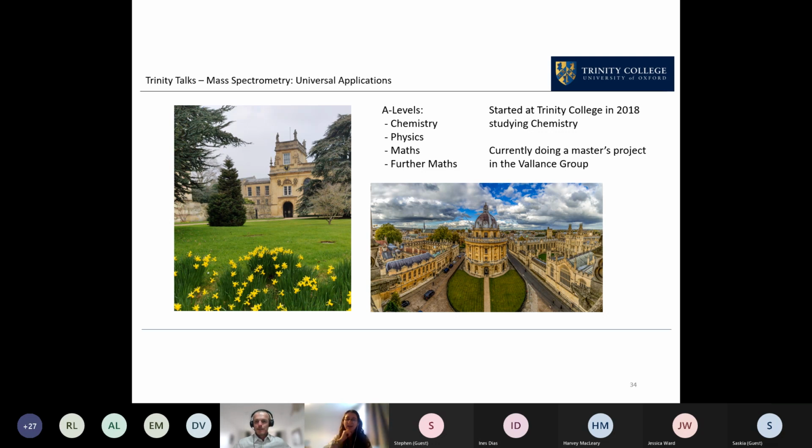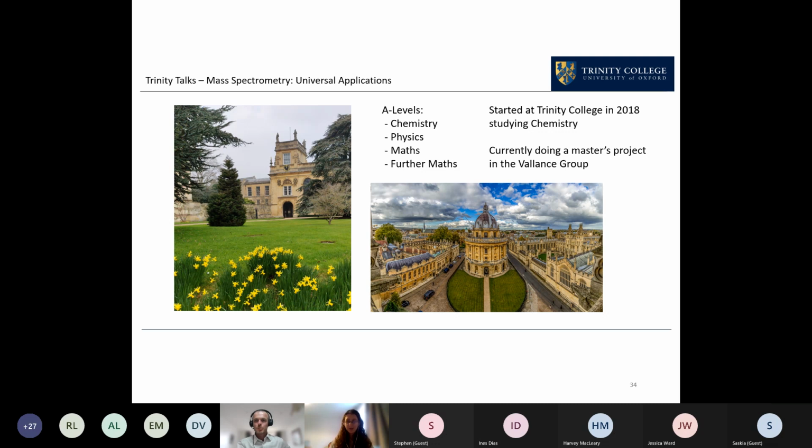And then I applied to Trinity College, Oxford, and I'm now studying chemistry. I'm now doing a master's project. So that's fourth year of my chemistry degree, and I'm doing a master's project. So my whole year for the Oxford chemistry course, my whole year is research.